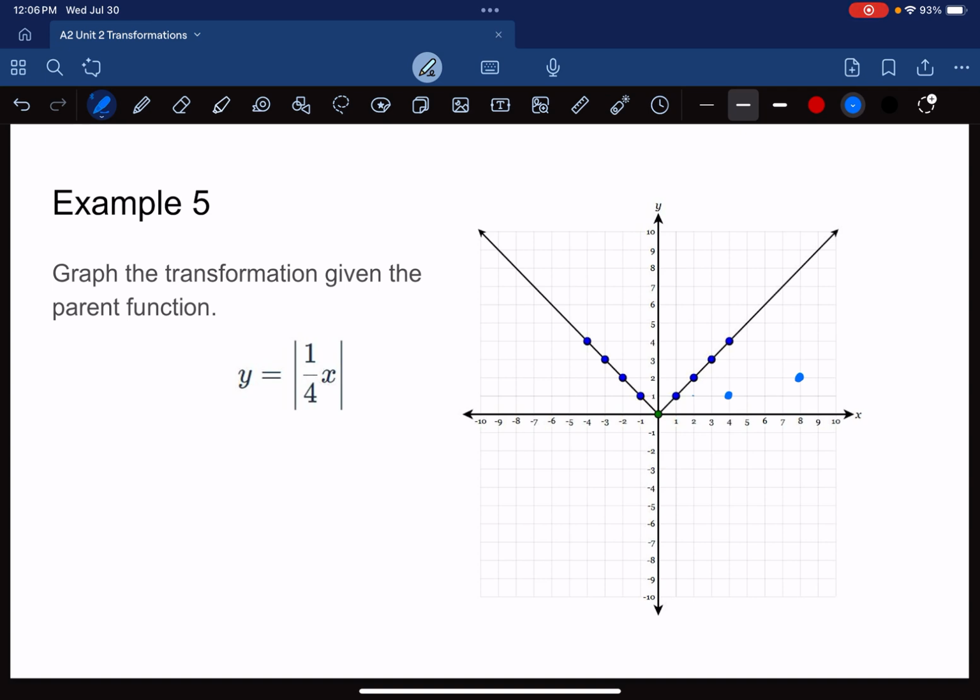Let me double check this, please. 1's going to give me a 4th. 2's going to give me an 8th. Yeah, this is right. It's going to multiply its distance from the y-axis. It's going to stretch it horizontally.